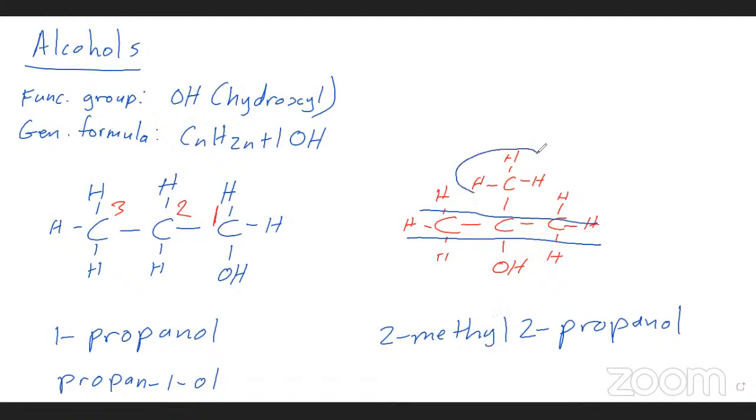So we have a methyl group on the second carbon. Look at the name. I left out a particular detail. What is missing? There should be a dash between the methyl and the 2. Right. 2-methyl, 2-propanol. 2-methylpropan-2-ol.